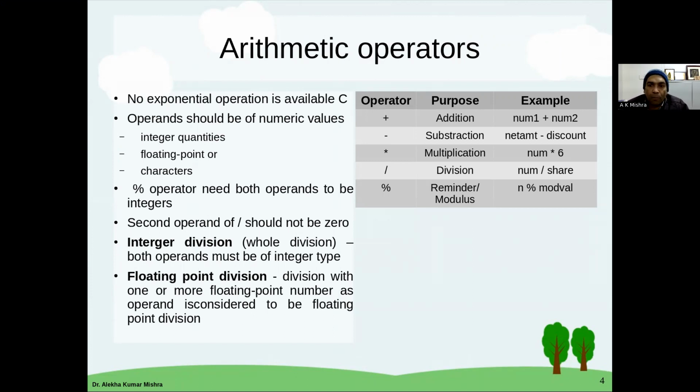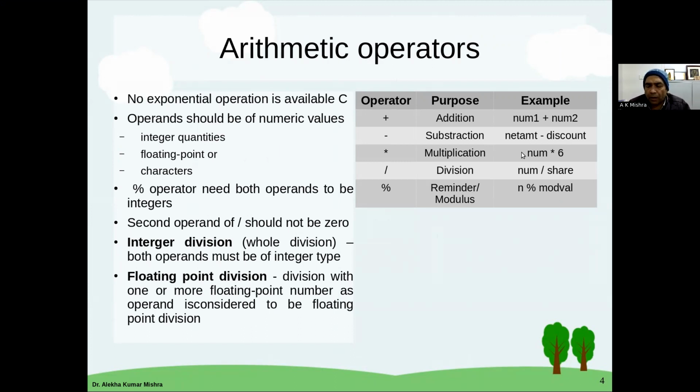And remember, for all these operations, the operands should be numeric values: they can be an integer quantity, floating point, or a character. Whenever an operand can be an integer, we can replace it with a character. But remember, for the modulus operator, also called the percentile operator or remainder operator, both operands have to be integer type, because it works on integer type. Otherwise, when you compile your program, you will get a compilation error.